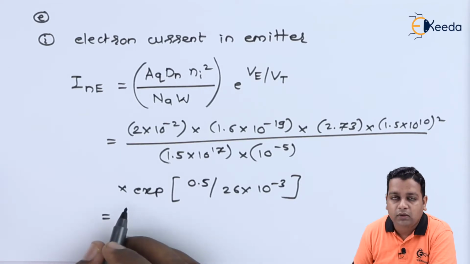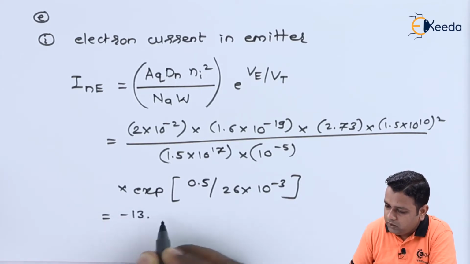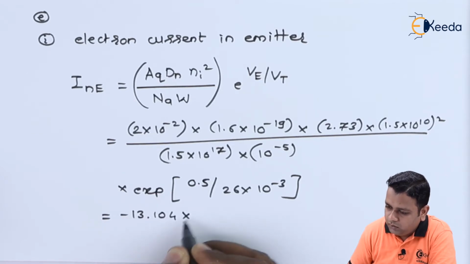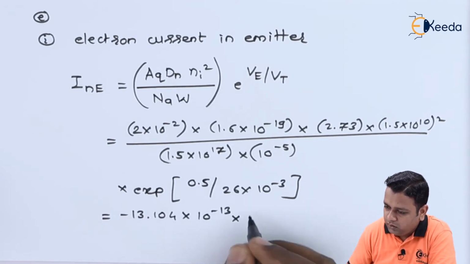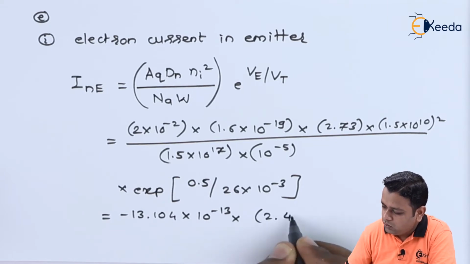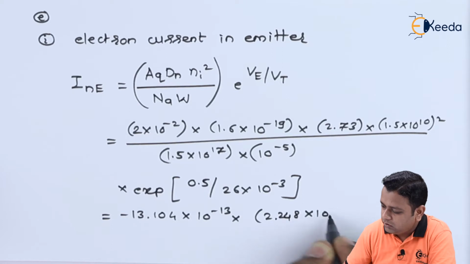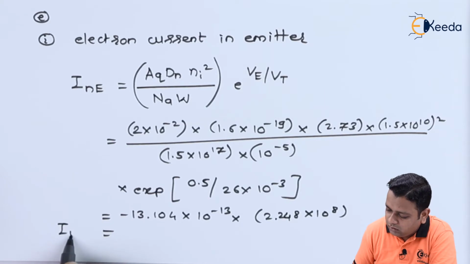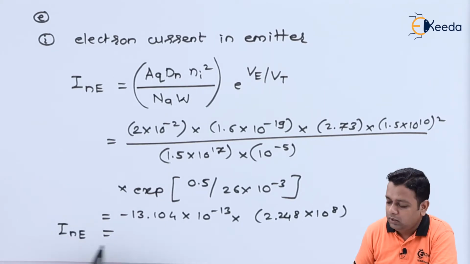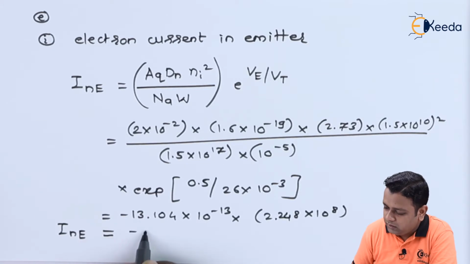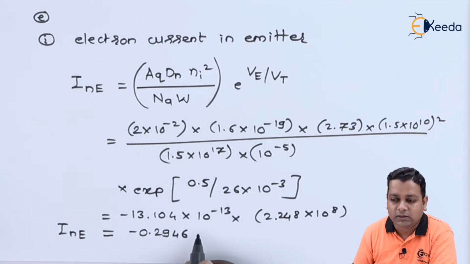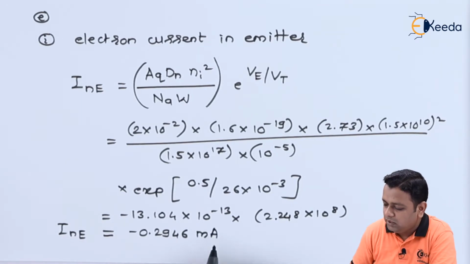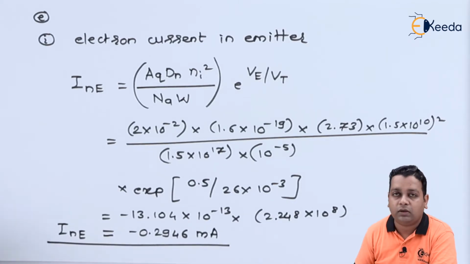So we simplify the value, that it is 13.104 into 10 raised to power minus 13 into 2.248 into 10 raised to power 8 here, and the multiplication gives the final value for the current in the emitter for the electron carriers here, that is 0.2946 into 10 raised to power minus 3. So it can be represented as milliamperes here. So this is the first type of the current in the bipolar transistor.